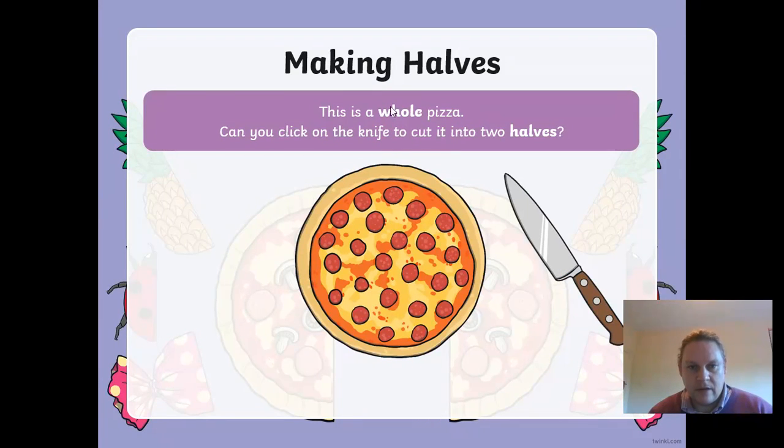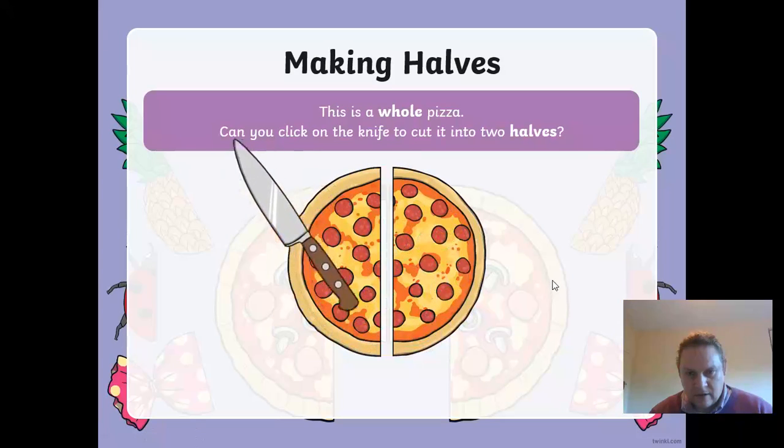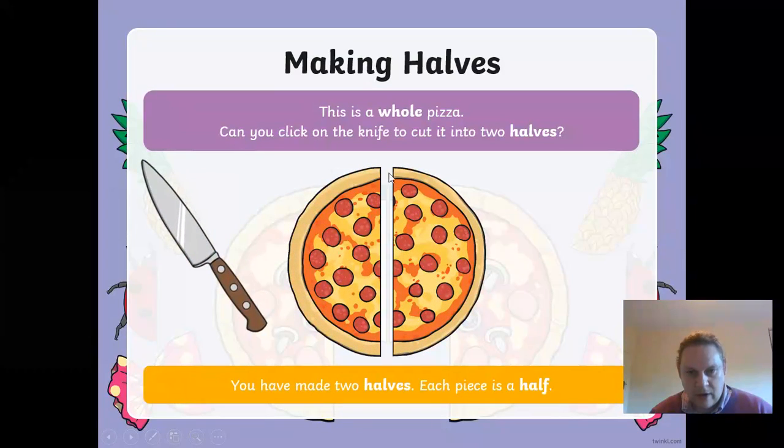Okay, this is a whole pizza. Can you take the knife and cut it into two halves? Yes, we can. Let's do that. And the knife cuts it into two halves. So now we've got two halves of the whole. We've got one equal half this side and one equal half this side. You have made two halves. Each piece is half.